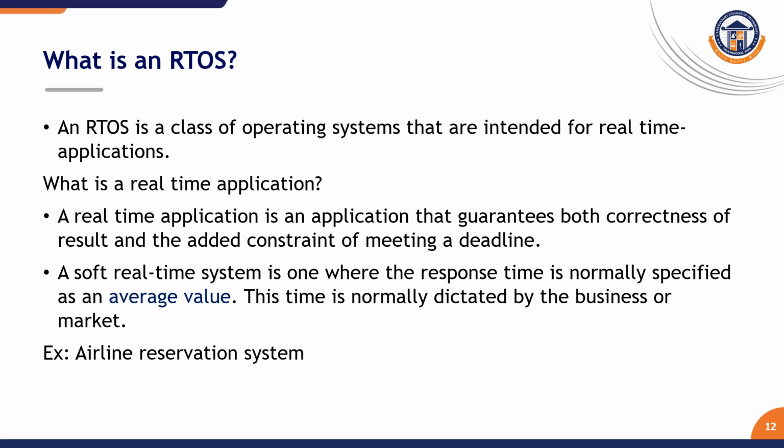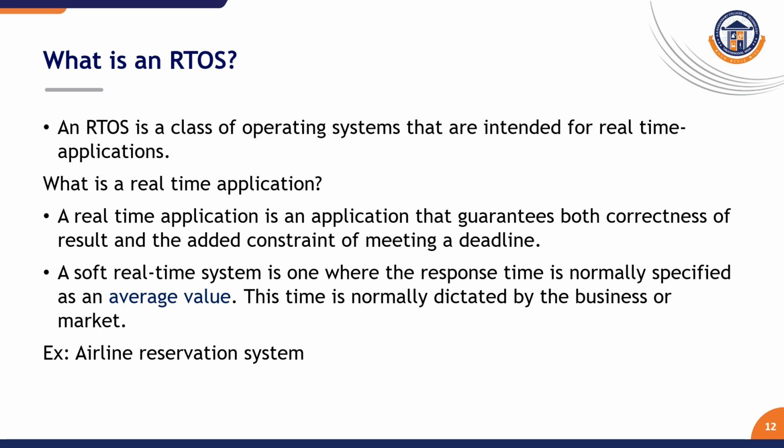What is a real-time application? A real-time application is an application that guarantees both correctness of results and the added constraint of meeting a deadline. It has two types: one is the soft real-time system and the other is the hard real-time system.